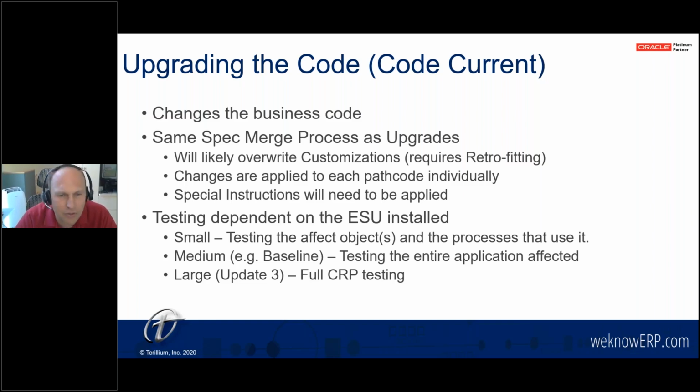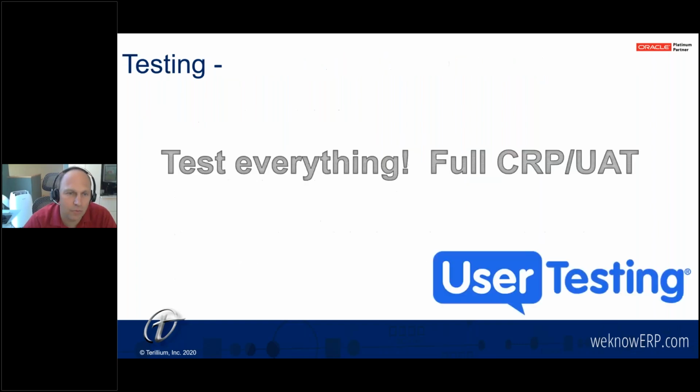When you get to a baseline, you're going to do a medium level. You're going to probably test everything that's in distribution or finance, or whatever that baseline looks like. When you get to large, like when you talk about update 3, update 4, code current, you're going to want to do a full CRP test. The end result is really you want to test everything.